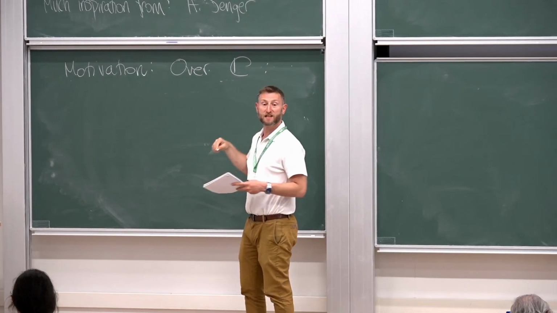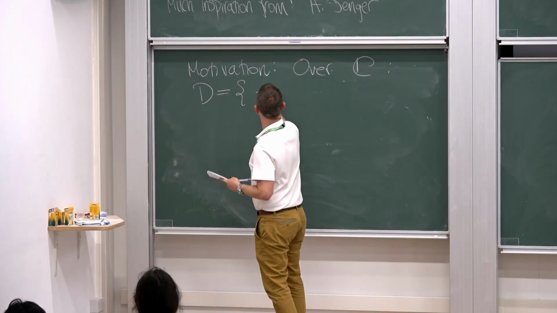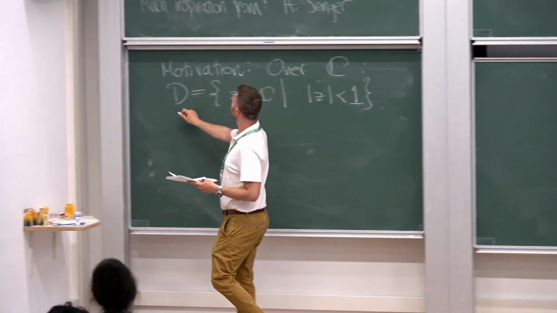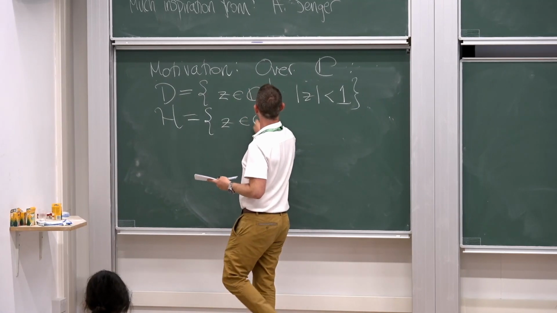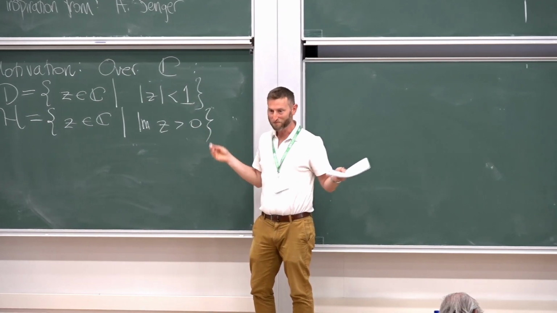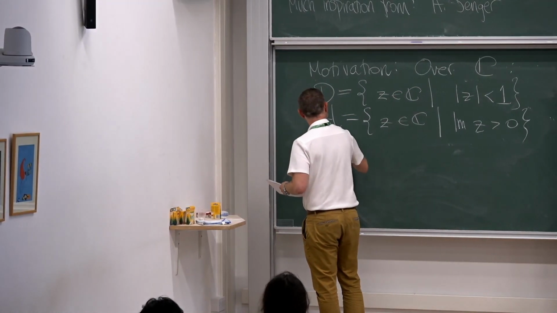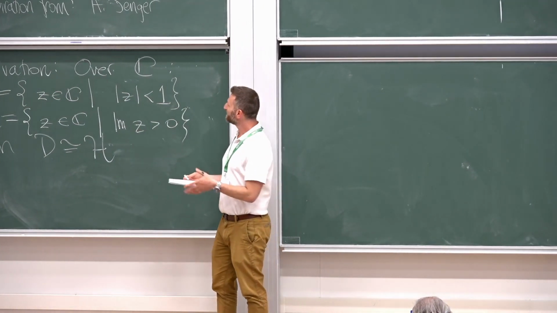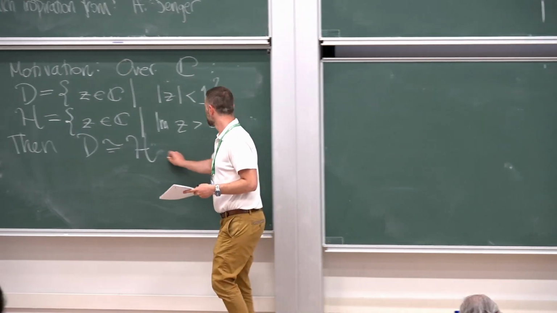Consider the following complex analytic spaces. One of them is going to be the open unit disk D, all of the complex numbers of absolute value less than 1. And the other is going to be the upper half plane H, all of the complex numbers whose imaginary part is greater than 0. It's a pretty well-known fact that D and H are conformal via the appropriate Möbius transformation, right? And my question is: is there an analog of this where the complex numbers are replaced by the p-adic numbers?